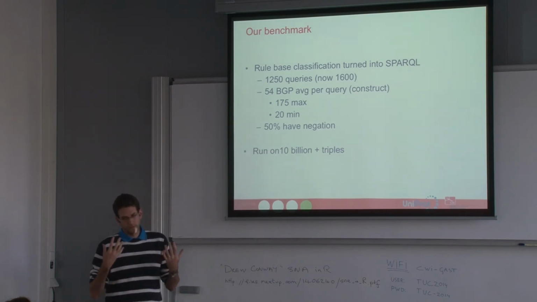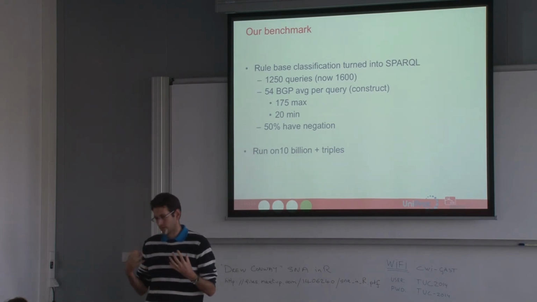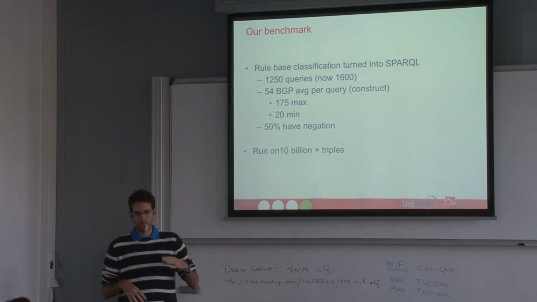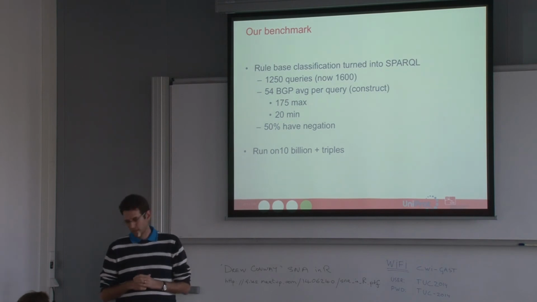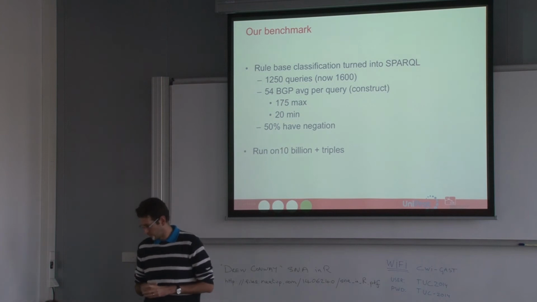If you translate these XML rules into SPARQL, you have very large divergence in basic graph patterns. So basically, how many triple patterns do you have in one of these queries? That goes from 20 to 175, most of them being 54. And a bit more than half of them have some form of negation.